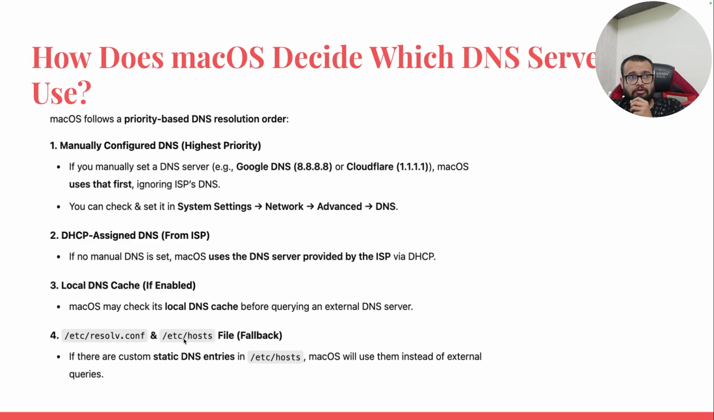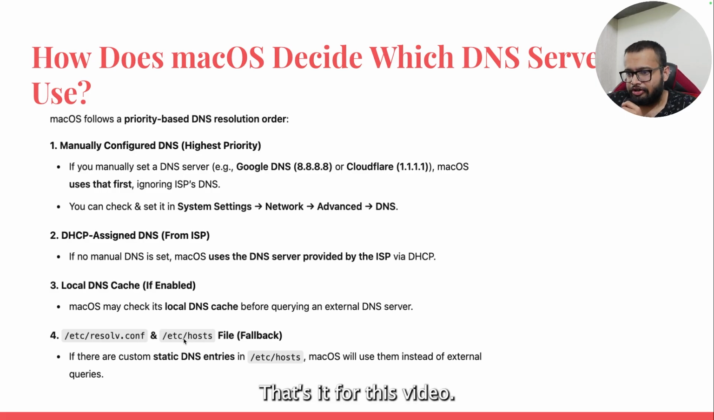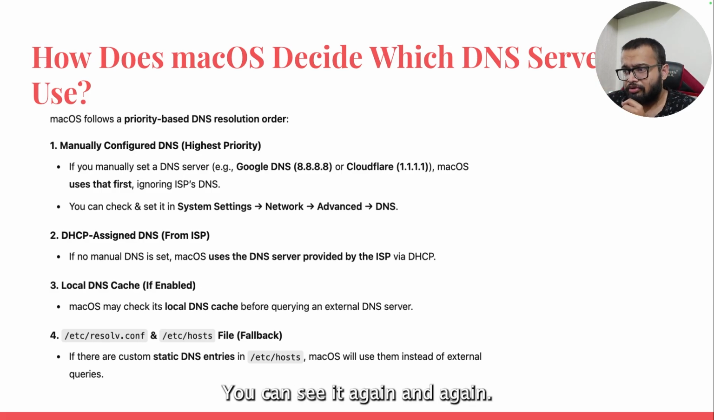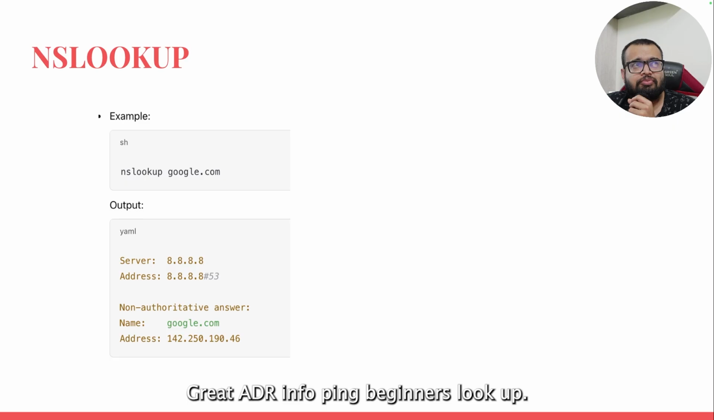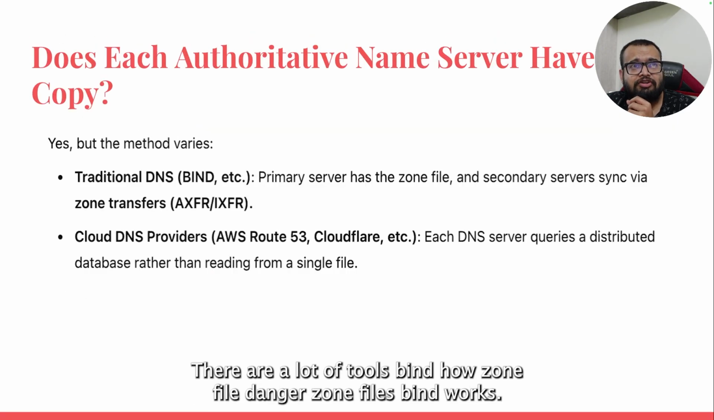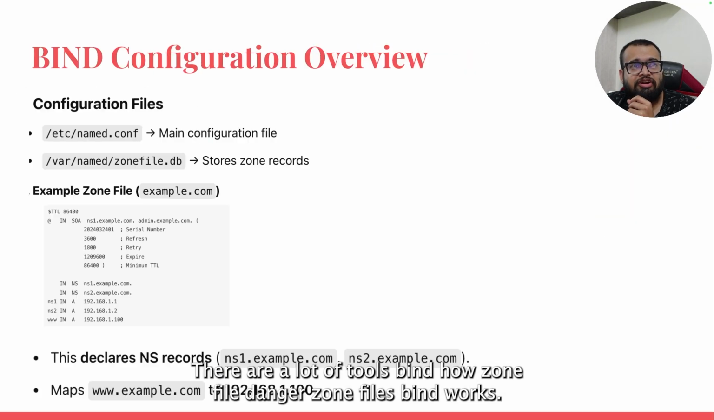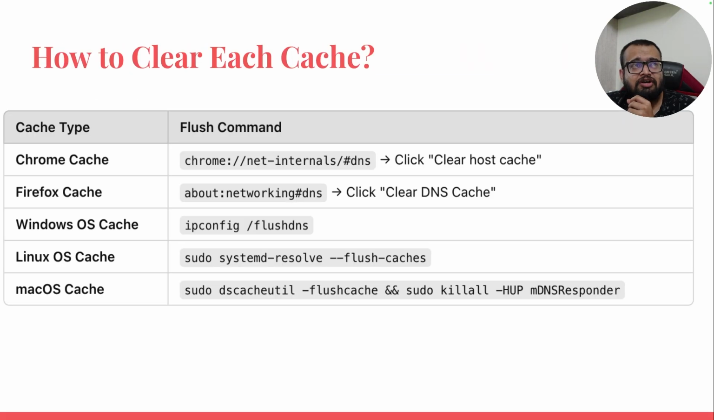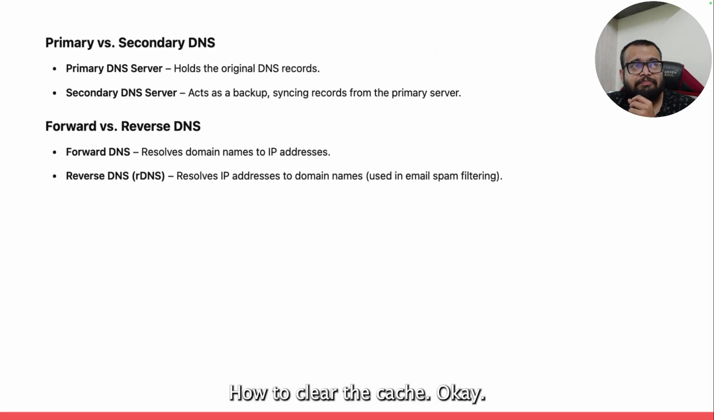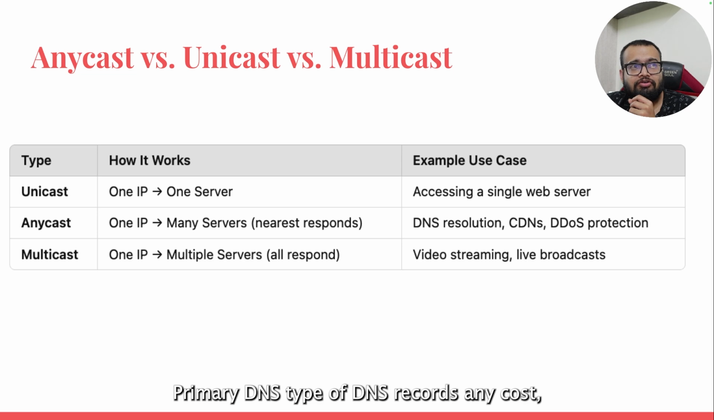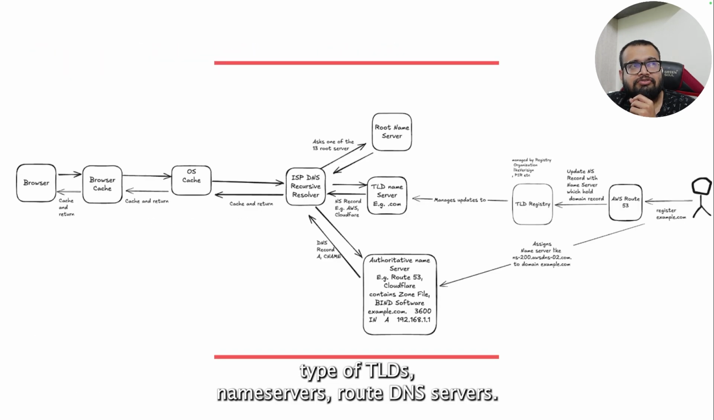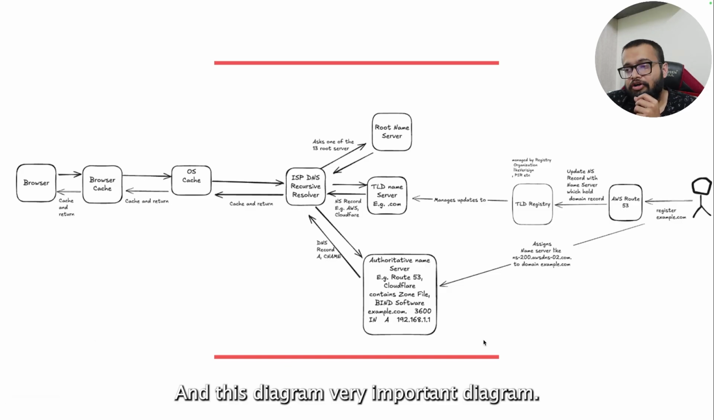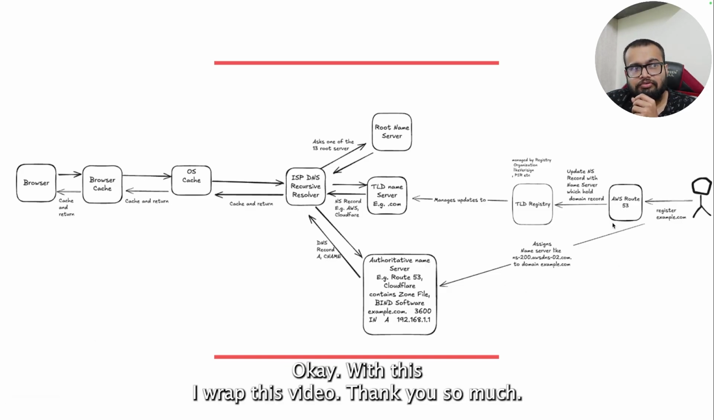Okay, so that's it for this video. You can repeat it. Okay, you can see it again and again because there is so much content over here. A lot of content we read about it. Okay, getaddrinfo, ping, nslookup. There are a lot of tools, BIND, how zone files, DNS zone files, BIND works, how to clear the cache. Okay, primary DNS, types of DNS records, anycast, types of TLDs, name servers, root DNS servers, and this diagram, a very important diagram. Okay, with this, I wrap this video. Thank you so much.